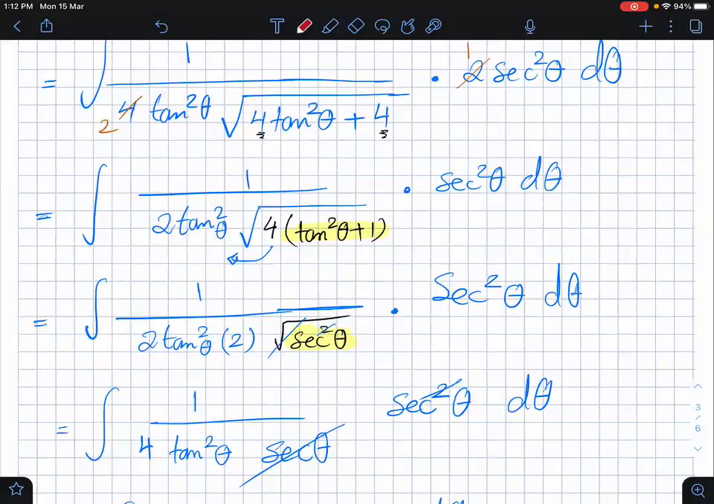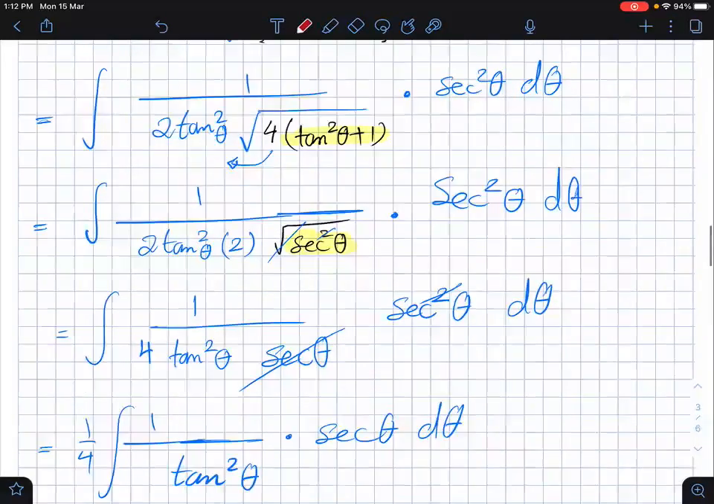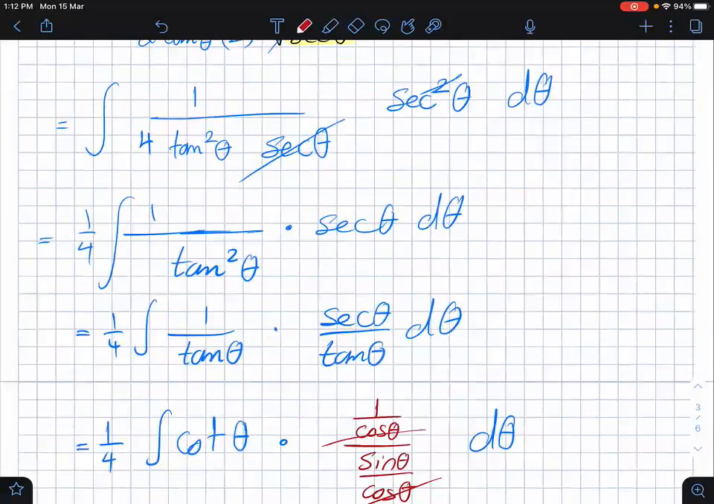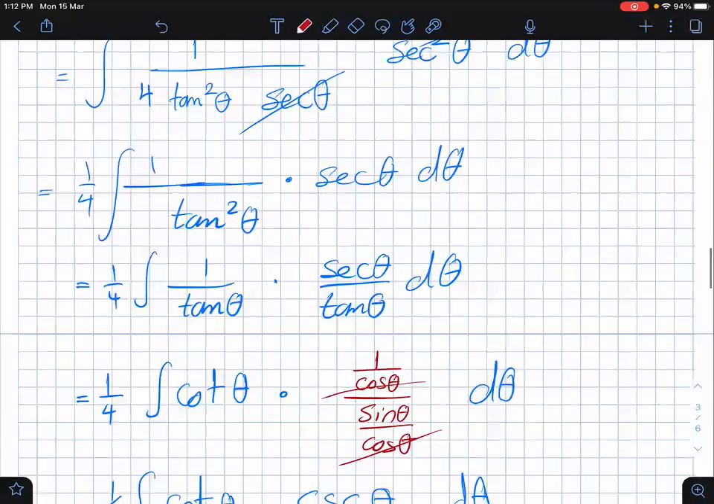The square root of secant squared. You must know the identities. Tan squared theta plus 1 is sec squared theta. Tan squared plus 1 is sec squared theta. Try, guys, to simplify. Keep simplifying until you reach this step. We have sec theta over tan squared theta. Here's an important step, this one.